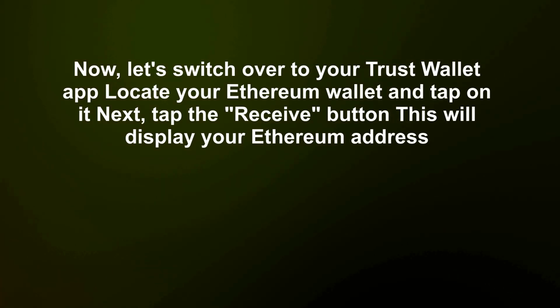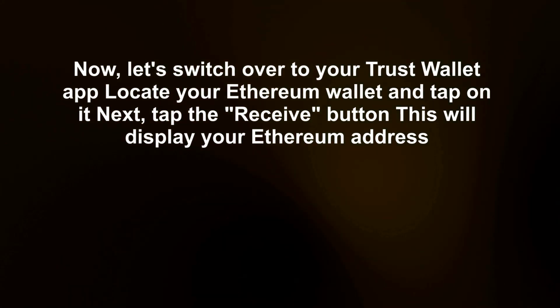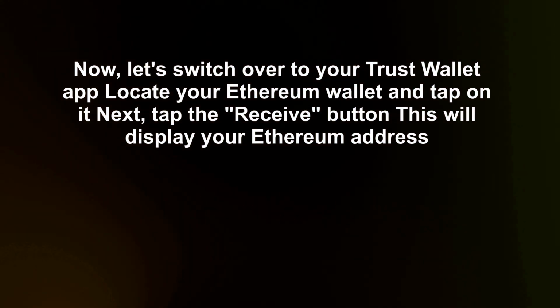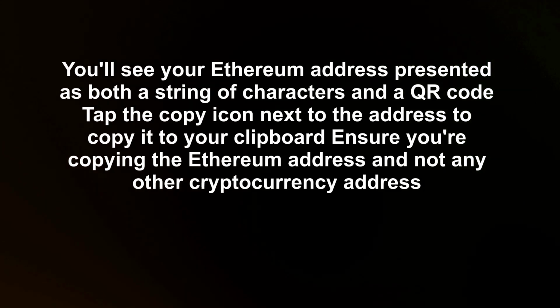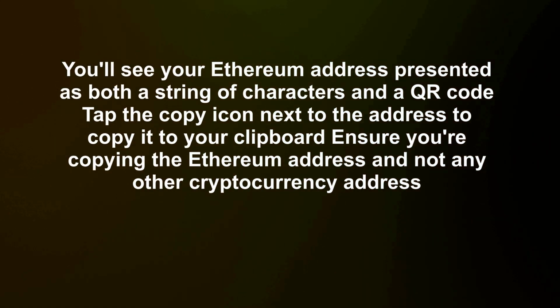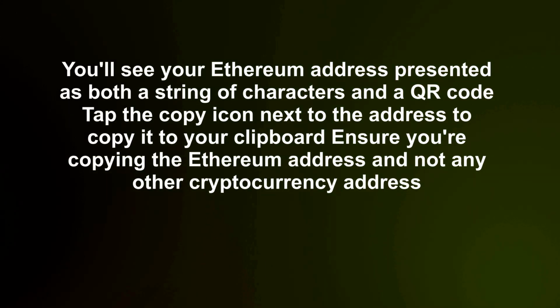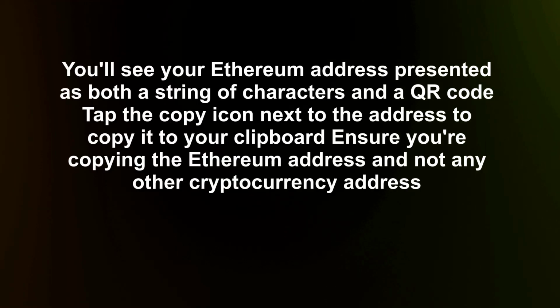Now, let's switch over to your Trust Wallet app. Locate your Ethereum wallet and tap on it. Next, tap the Receive button. This will display your Ethereum address. You'll see your Ethereum address presented as both a string of characters and a QR code. Tap the copy icon next to the address to copy it to your clipboard. Ensure you're copying the Ethereum address and not any other cryptocurrency address.